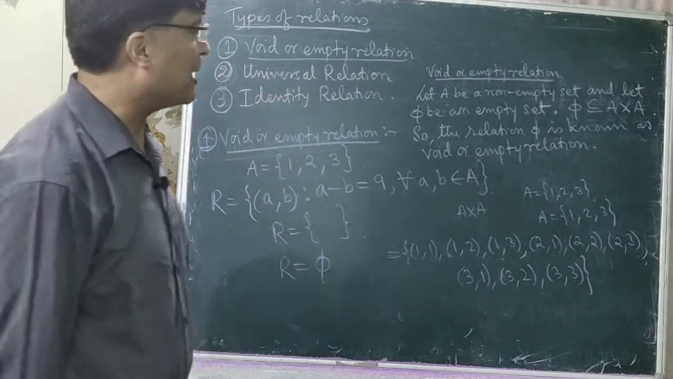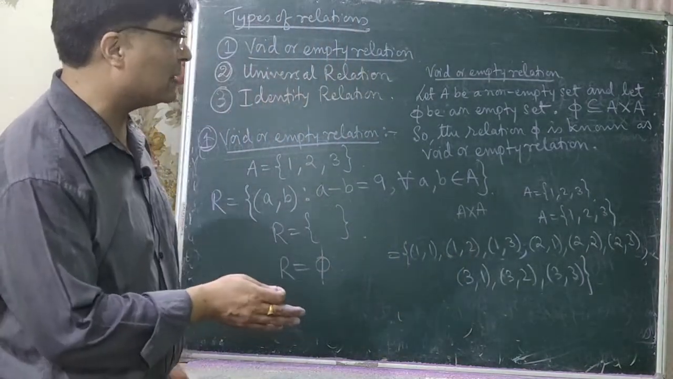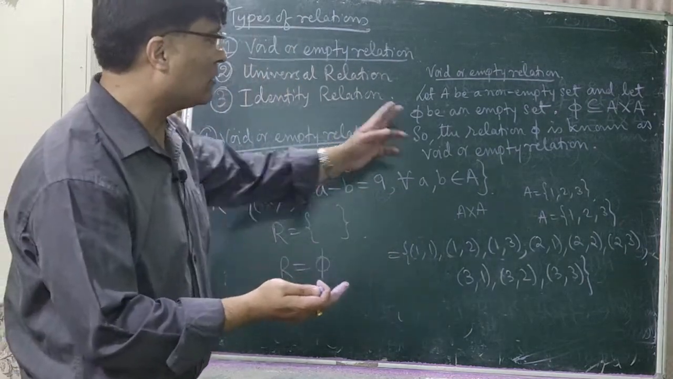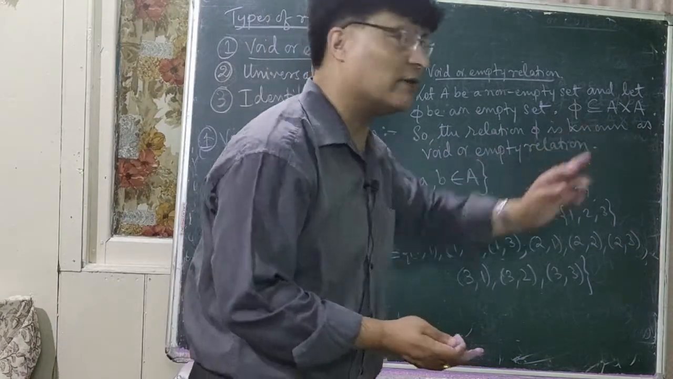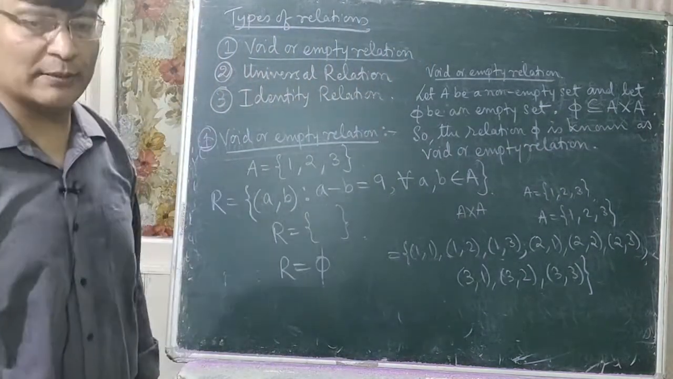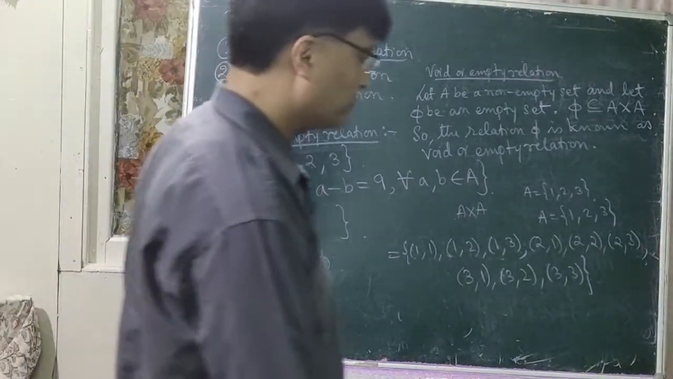So this is the definition of void or empty relation. That is, let capital A be a non-empty set, and let phi be an empty set, and phi is a subset of A cross A. So the relation phi is known as the void or empty relation. So you can note it down, okay?